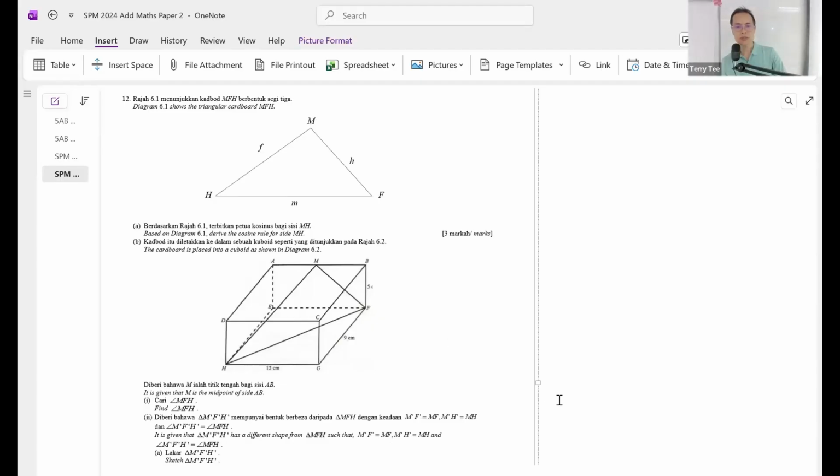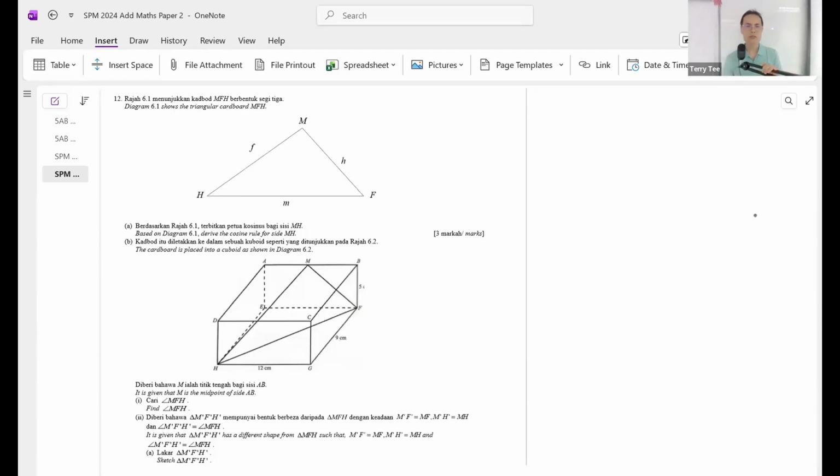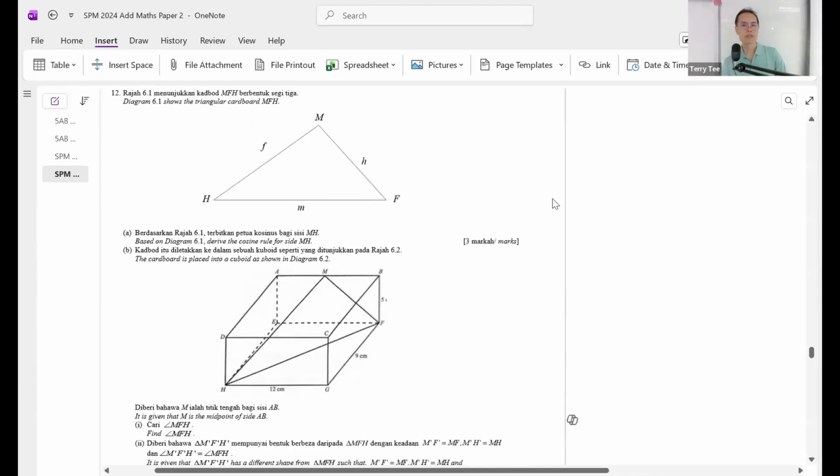Okay, so let's look at question number 12. This is from Form 4, Chapter 9, Solution of Triangles. So for a lot of students, they find this part a bit harder because they need to derive the formula for cosine rule. Remember cosine rule? So the way to do it is this.